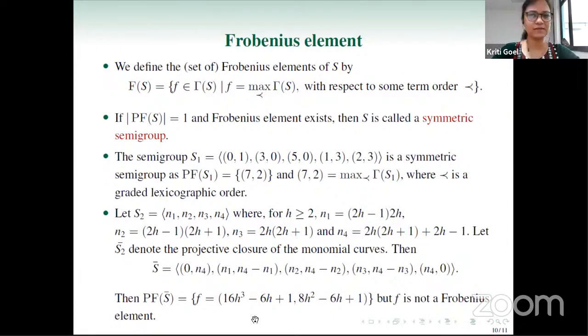And doing the same calculation as above, we get that this F, which is given by this tuple, is a pseudo-Frobenius element. But we were able to check that in the gap set, this particular tuple does not form a maximum with respect to any term order. So indeed, this is not a Frobenius element. So this kind of says that defining symmetric semigroups may not be as trivial as we could do it over the set of natural numbers.